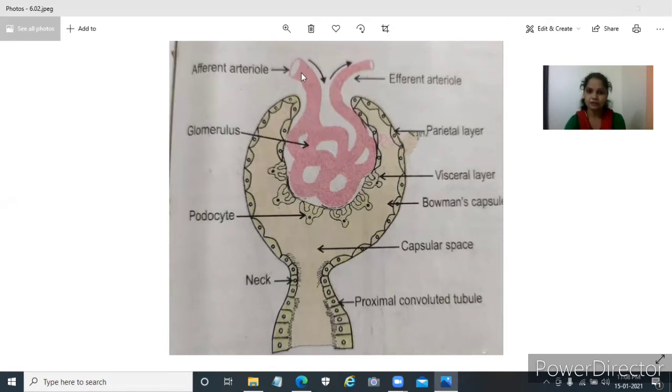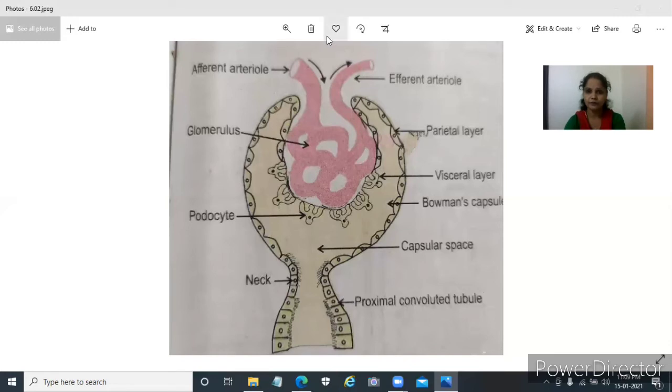Afferent arteriole is greater in diameter than the efferent arteriole. They are larger in diameter, they are smaller in diameter, and due to that they can create a pressure to the inner wall of the Bowman's capsule due to their difference in diameter. They can create a pressure inside the Bowman's capsule. So that's why the filtrate enters inside the capsular space. So this is about a glomerulus.